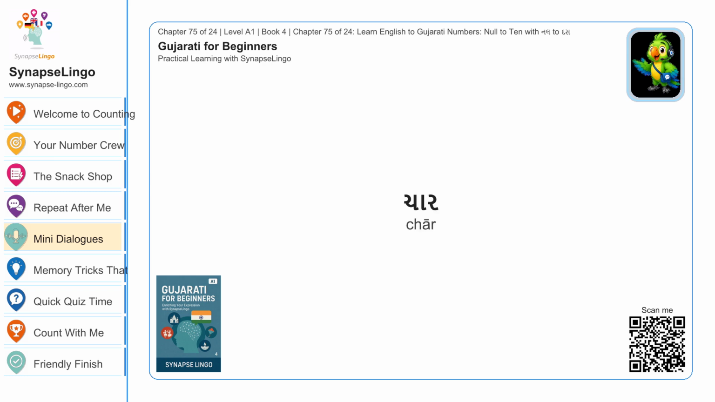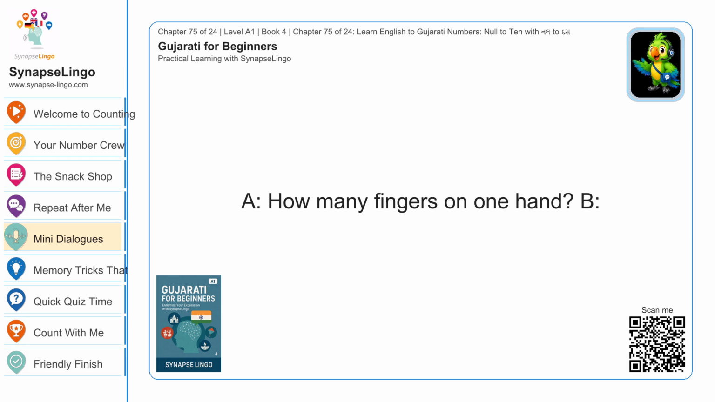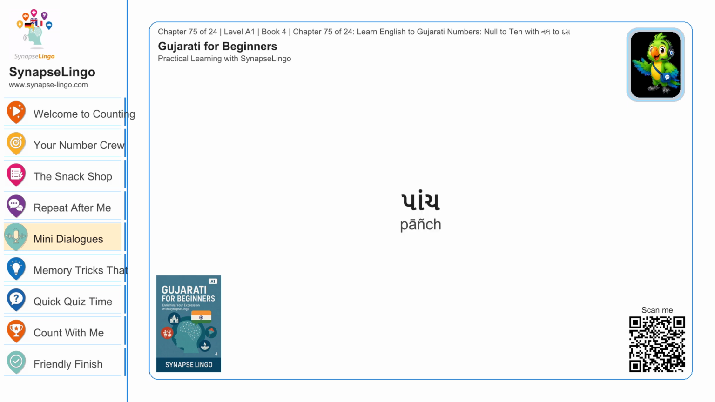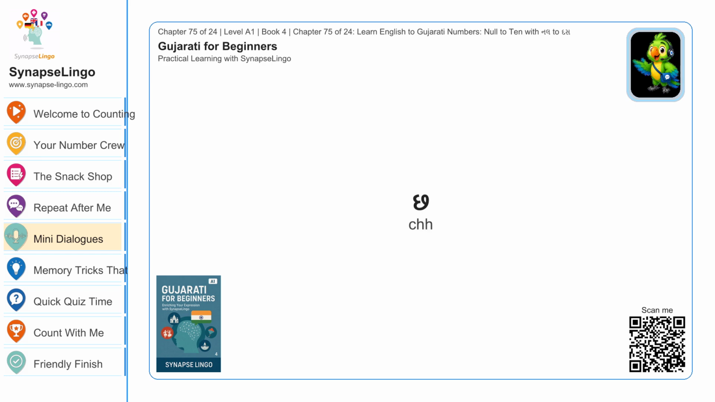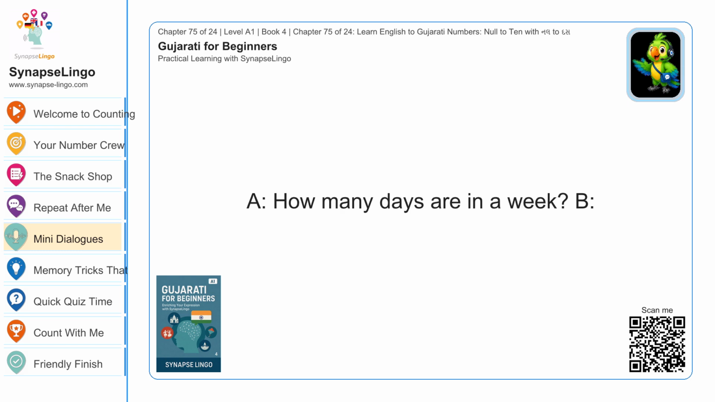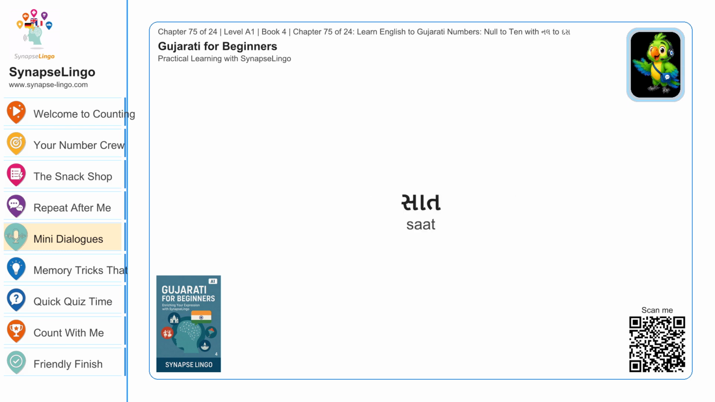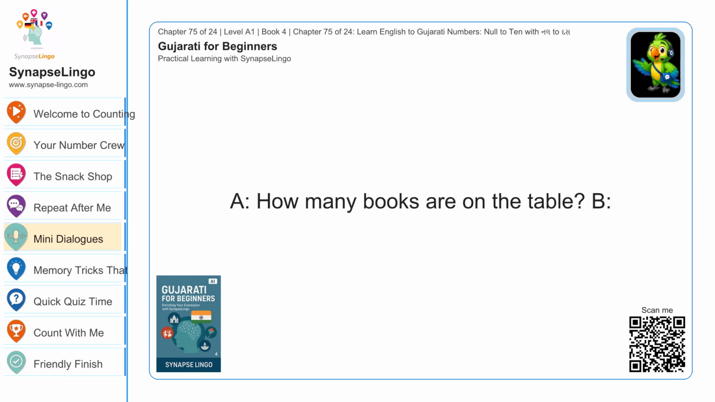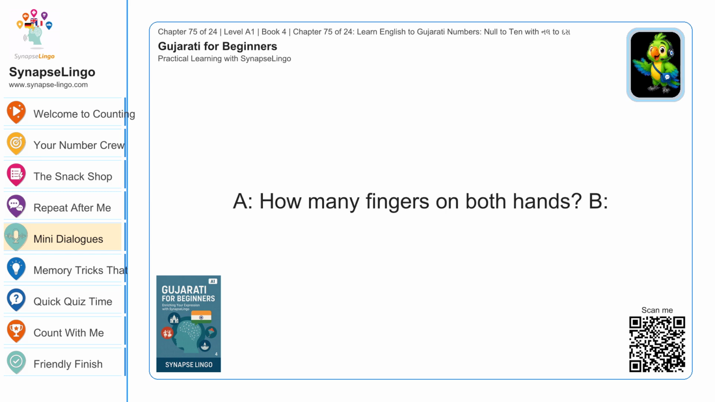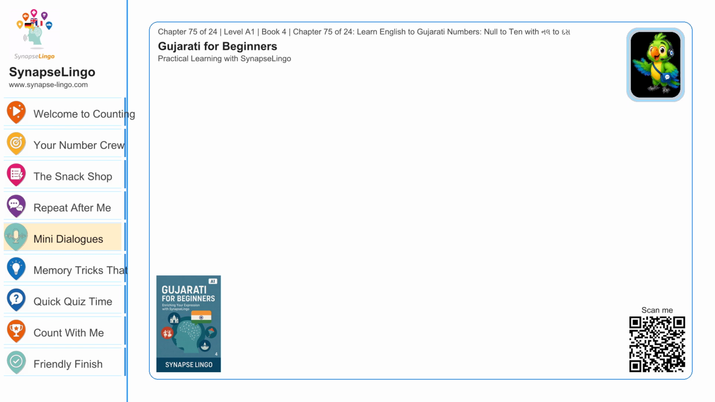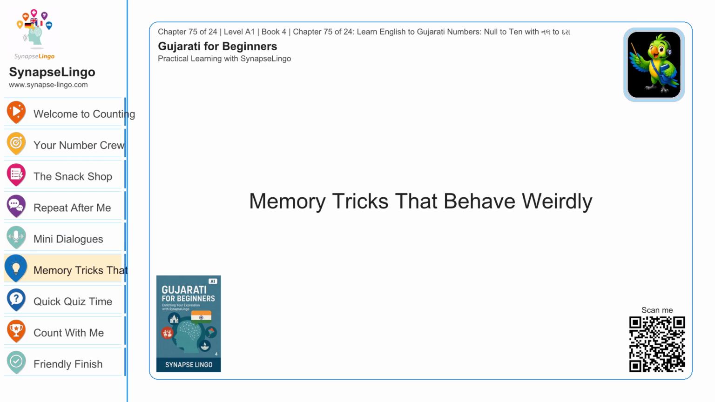A: How many chairs? B: 4. A: How many fingers on one hand? B: 5. A: How many mangoes do you want? B: 6. A: How many days are in a week? B: 7. A: How many books are on the table? B: 8. A: How many birds do you see? B: 9. A: How many fingers on both hands? B: 10.